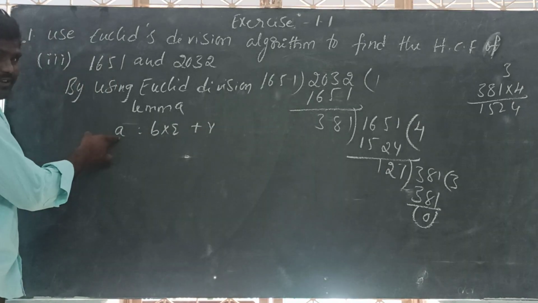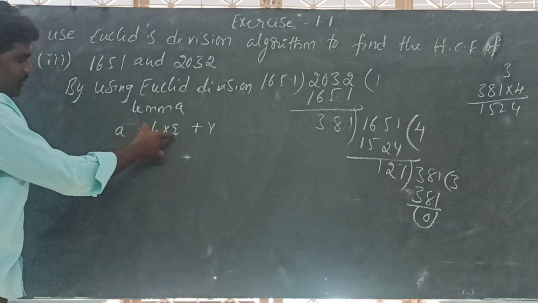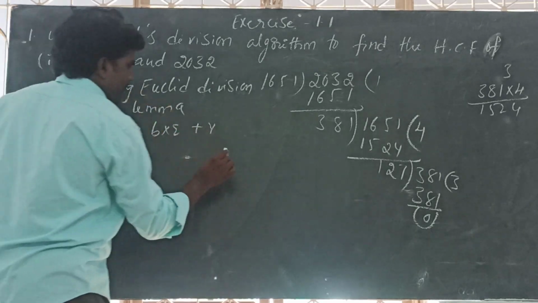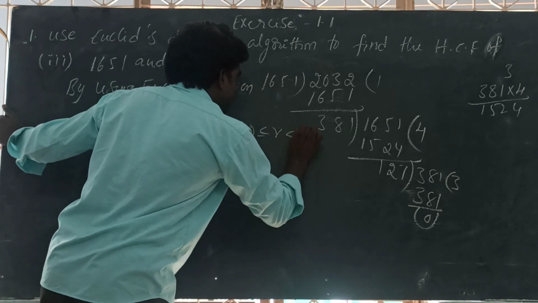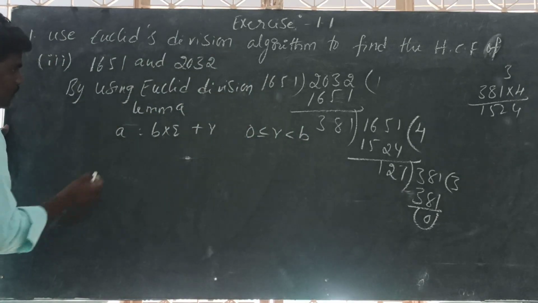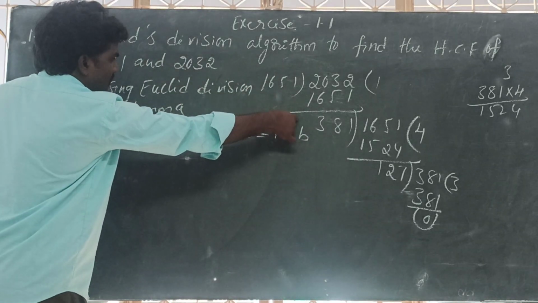A is a dividend, B is a divisor, Q is a quotient, R is a remainder. The condition on the remainder is that it is greater than or equal to 0 and less than B. So in the first division you can apply the Euclid division lemma.